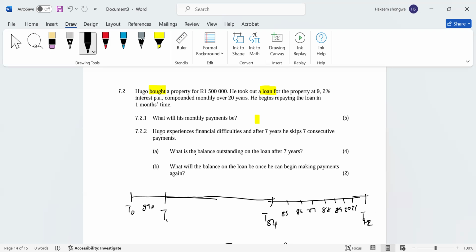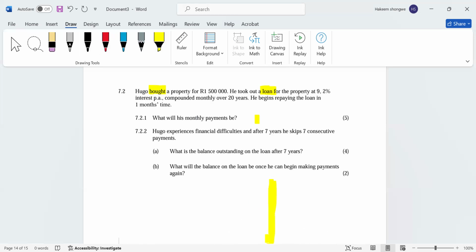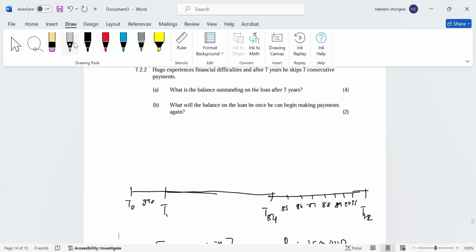So they say, what is the outstanding balance after 7 years? We want to know what the balance outstanding is exactly here, just after making this payment. We check the account. When you check the account, how much do you still owe? That's what we want to find out. Remember, how many months are still outstanding?